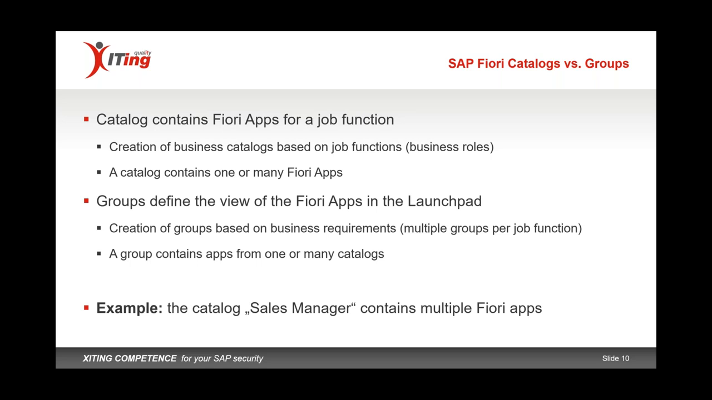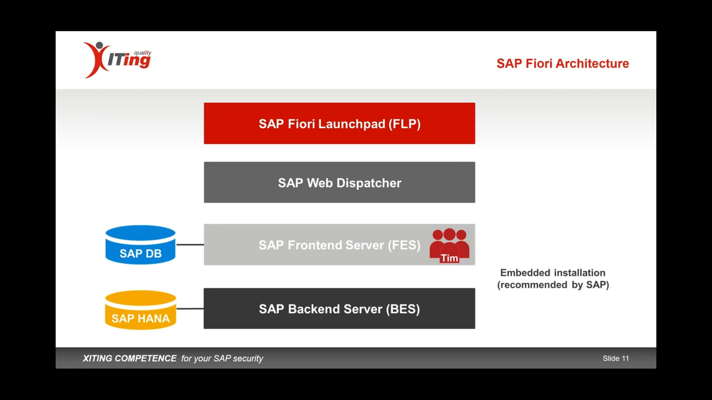How does it look from an architectural perspective? So we know we have to build the groups and the catalogs. I'll show you how and where we do that in just a second, but just to understand the architecture, why that's important. So the end user basically logs onto the Fiori launchpad. The Fiori launchpad then talks with the backend and frontend server.